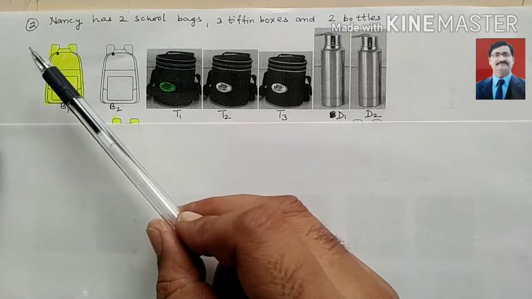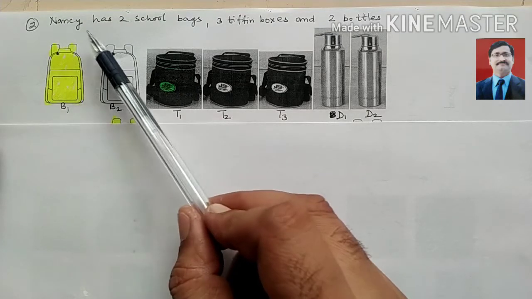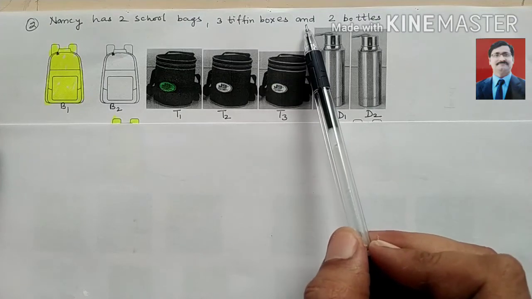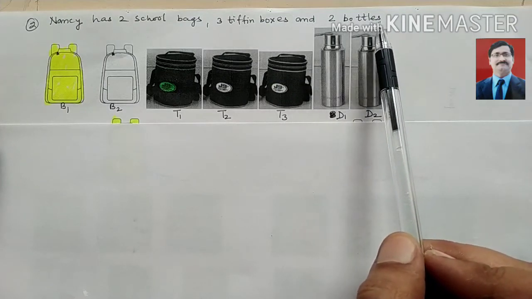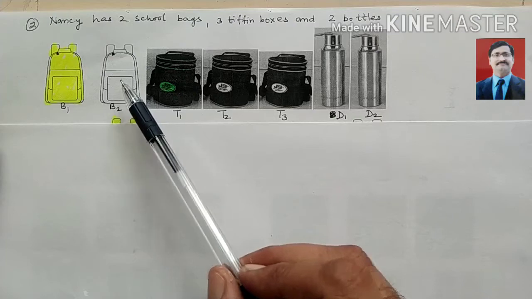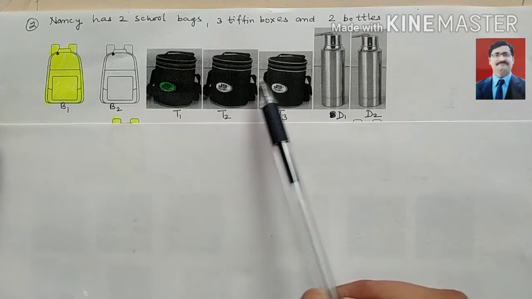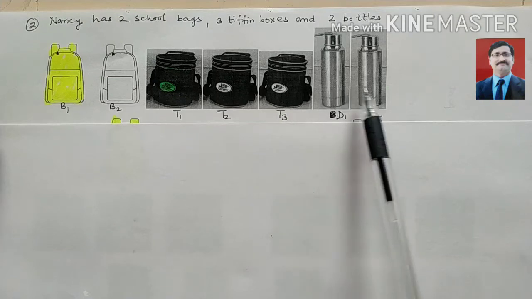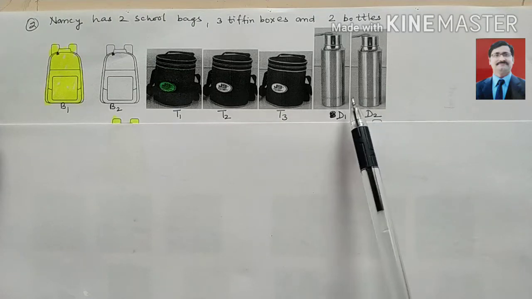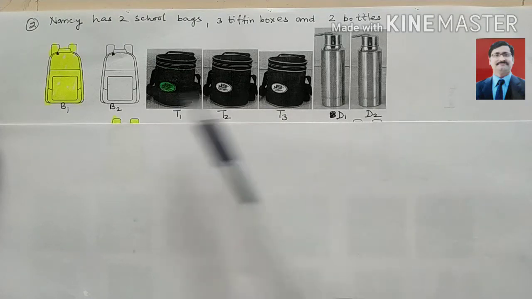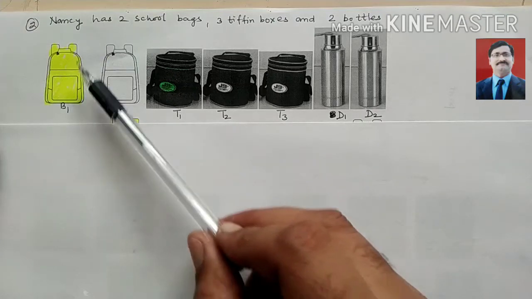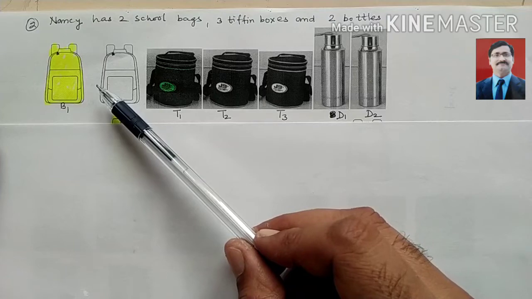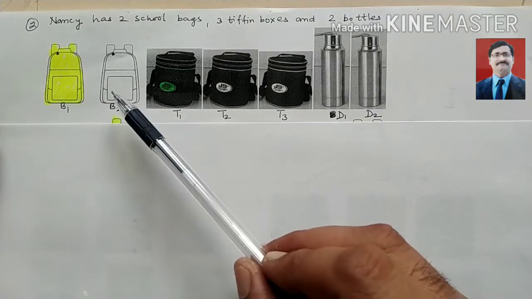Look here, the second example. Nancy has 2 school bags, 3 tiffin boxes and 2 bottles. Look here, 2 bags you can see, 3 tiffin boxes you can see, and 2 water bottles D1 and D2. First of all she will select 1 bag from these 2. So she has total 2 options.